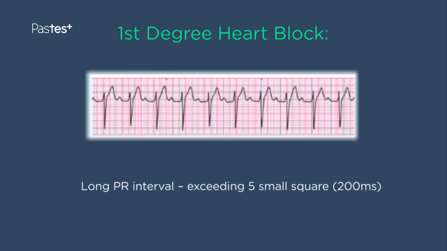On the screen here, you see first degree heart block. You'll see that there's a P wave followed by a QRS complex on each beat. This is regular and repeating throughout the whole of this rhythm strip. What determines this to be first degree heart block is the time interval between the P wave and the QRS complex. Here you can see it exceeds 5 small squares or 200 milliseconds. When you get this, this is characteristic and indeed defines first degree block.